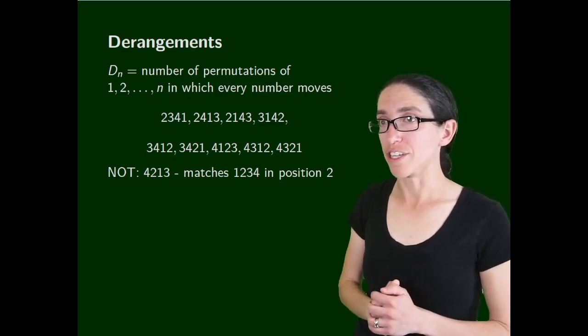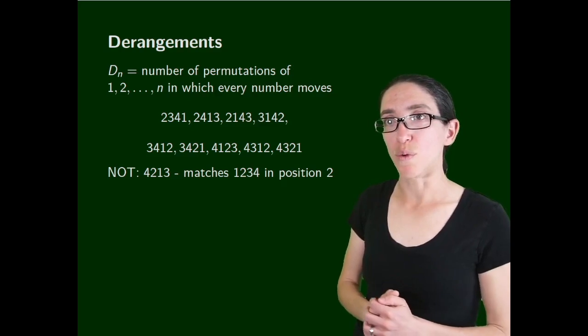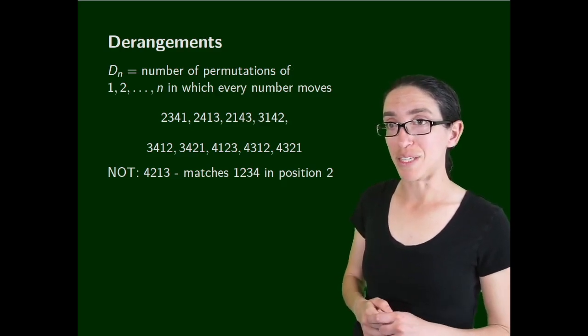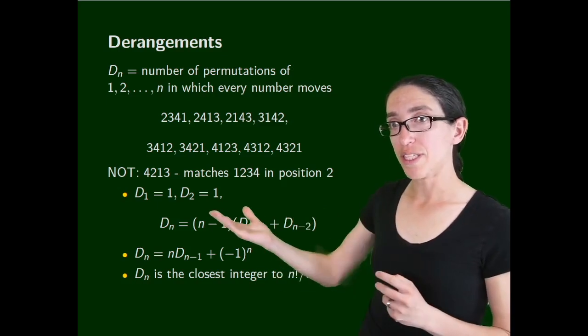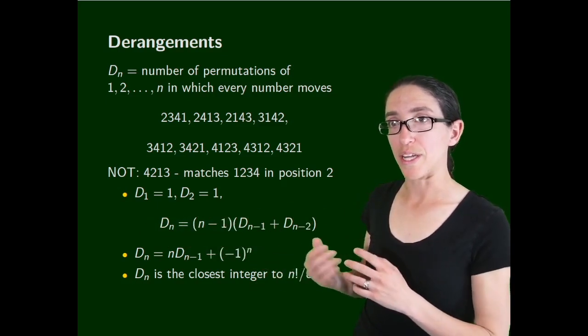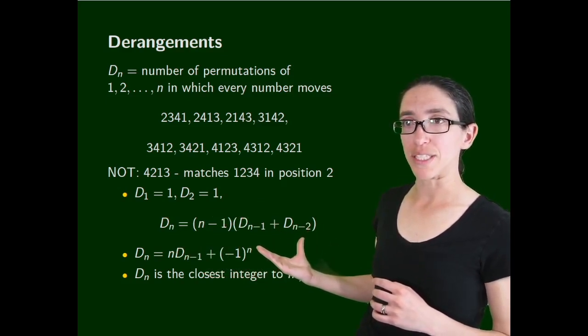Counting derangements is hard in general. And it's hard to find explicit formulas. So this is an example of where finding the recursive formula is actually the best we can do. And it is nonlinear. There's a couple different recursive formulas, d sub 1 equals 1, d sub 2 equals 1, and d sub n is n minus 1 times d sub n minus 1 plus d sub n minus 2.